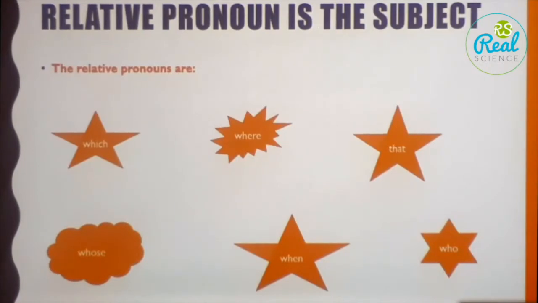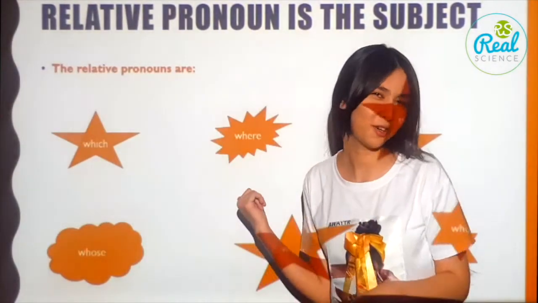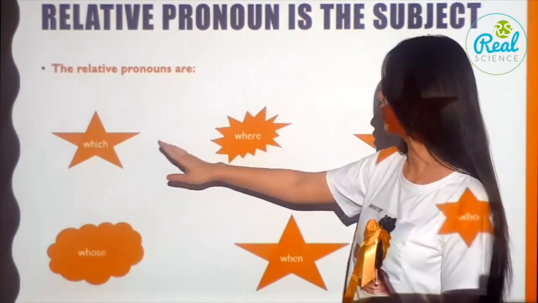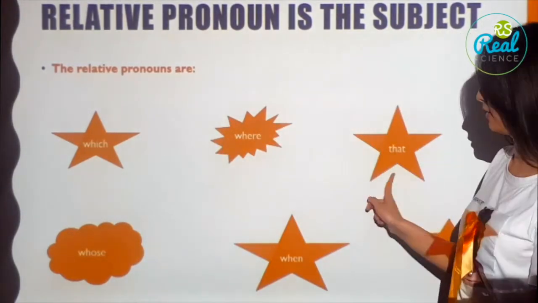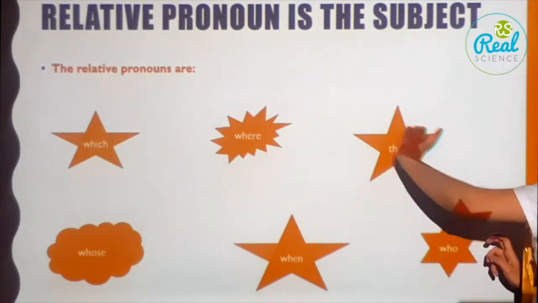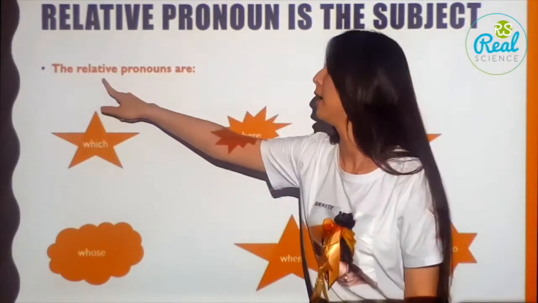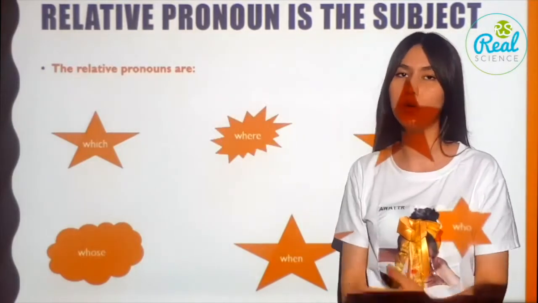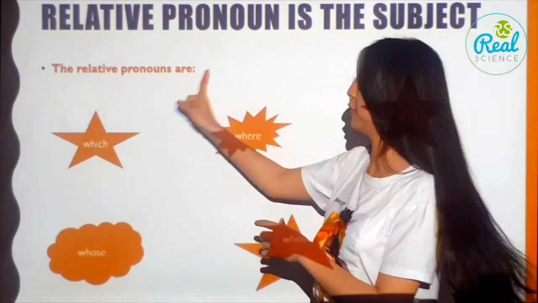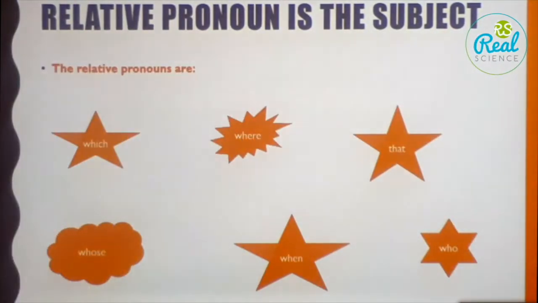Okay. Now look, here is the list of relative pronouns, the main ones that I included. So which, where, that, whose, when, and who. These are called relative pronouns. Most of the students don't know the name of those words. That's why I included them, okay? So now you know it.